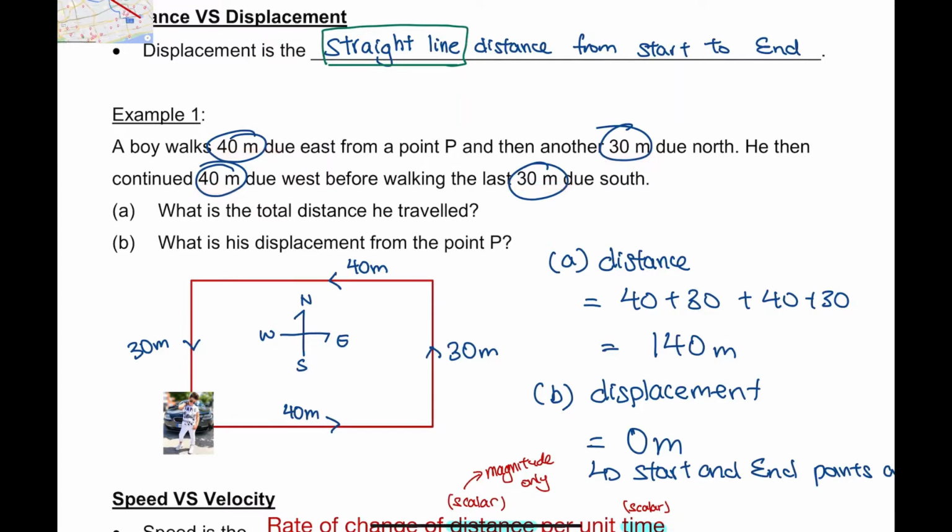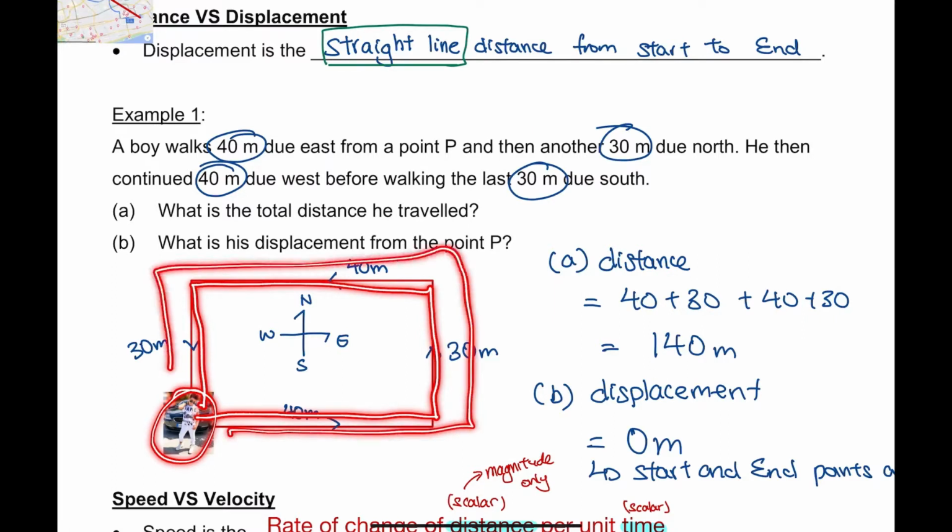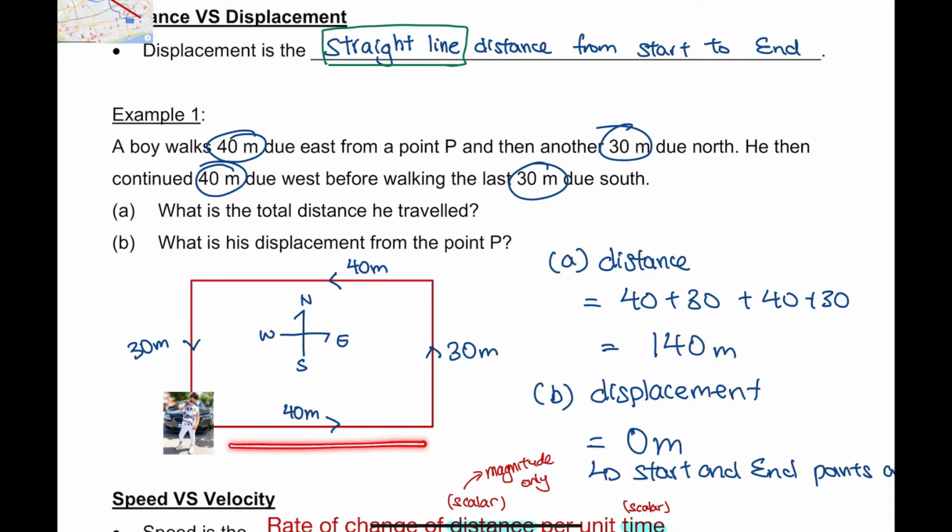So how we do it is that we have a boy, we walk 40 meter to the east, 30 meter north, 40 meter west, and 30 meter down. You must see that the distance that he moved is actually like this. He has moved quite a large distance. So therefore the distance is just adding the individual components, which is the first part, the second part, the third part, and the fourth part. So therefore it is 40 plus 30 plus 40 plus 30. 140 meter is your total distance.